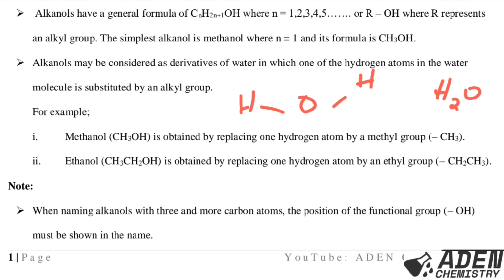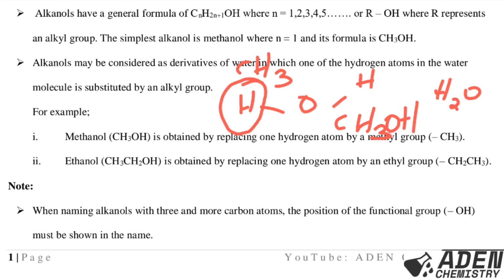So if we're having methyl, what are we going to do? We are going to substitute one hydrogen with a methyl group, which is a CH3 group. So when we join them, what we are going to get is CH3OH, which is the formula for methanol. So Roman 2, let's see ethanol.